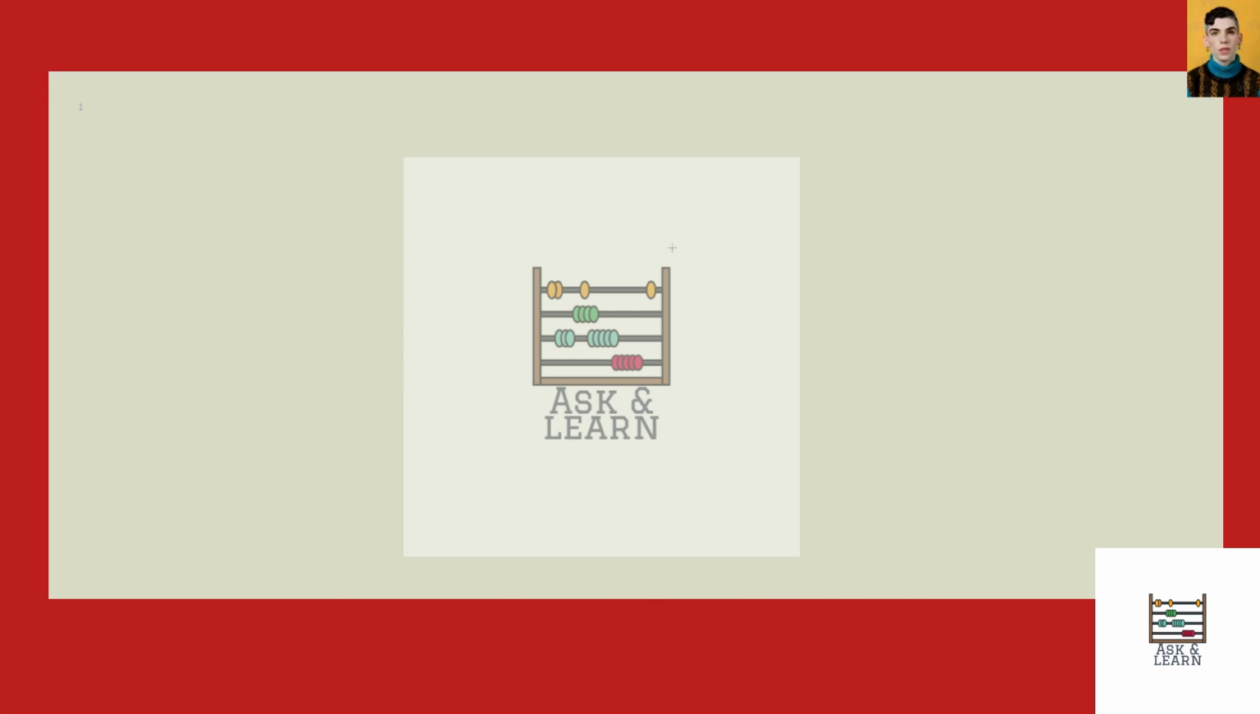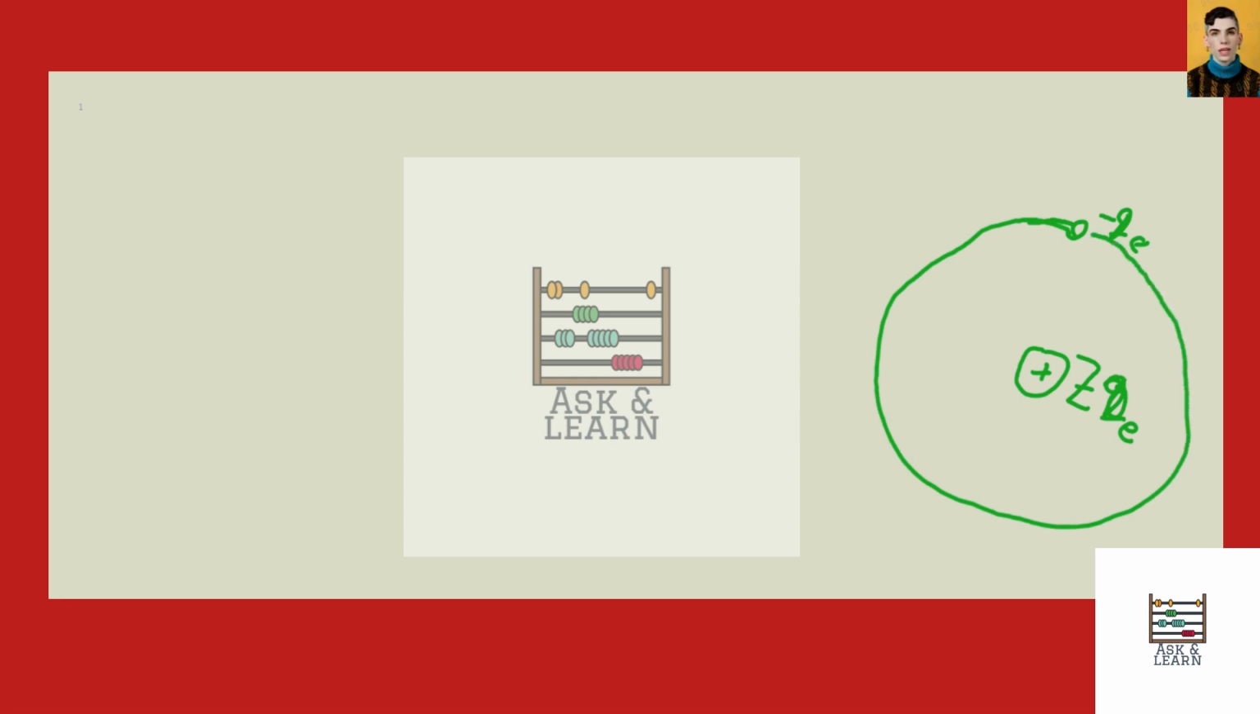So, as a planetary model, an atom consists of a nucleus which has positive charge ZQe, where Z is the number of protons, and there is an electron outside with the charge, let's say minus Qe, because the electron has a negative charge, and it is moving around the nucleus in a circular orbit, and there's attraction between these charges.